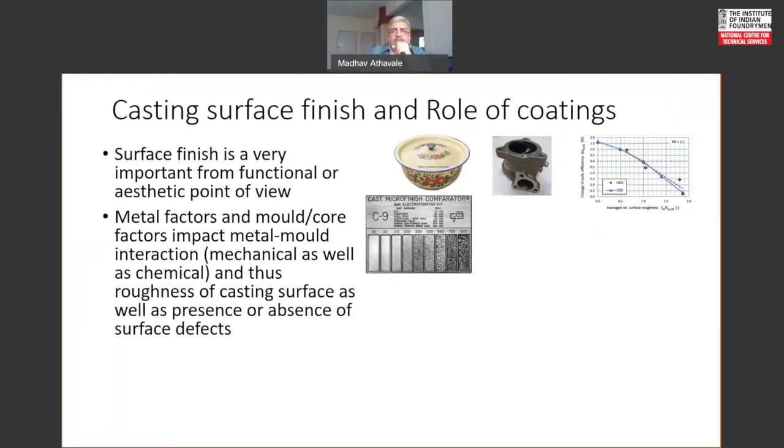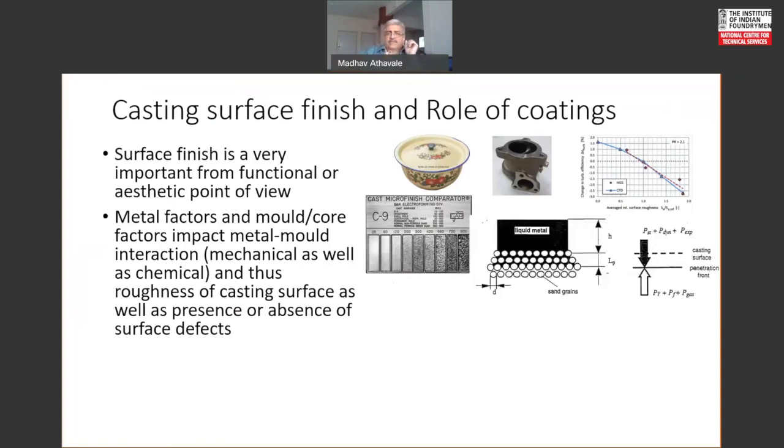Now, what are the factors that impact the surface finish of the casting? Those are metal factors and mold factors. The interaction between the mold and the metal gives you a particular type of surface roughness, and it also has a bearing on presence or absence of surface defects. We saw the physics and chemistry behind the surface roughness as well as some of the casting defects. We saw that there are two opposing forces working when it comes to surface roughness or metal penetration, as we call it, penetration of the metal between the voids in the mold or core surface.